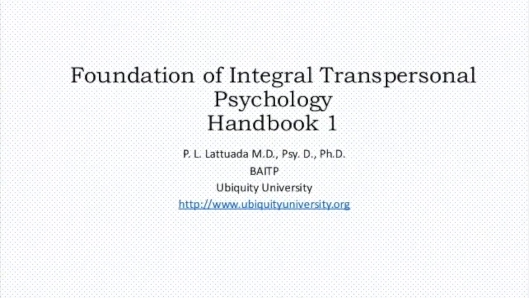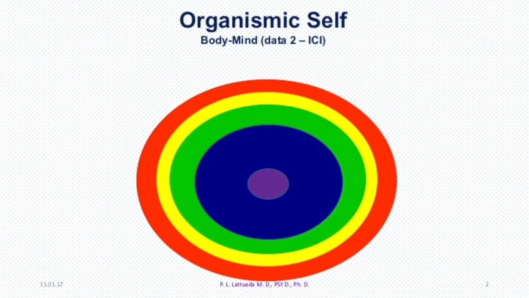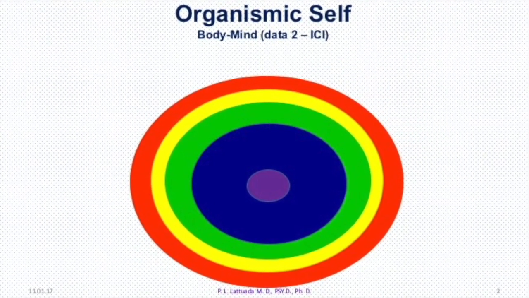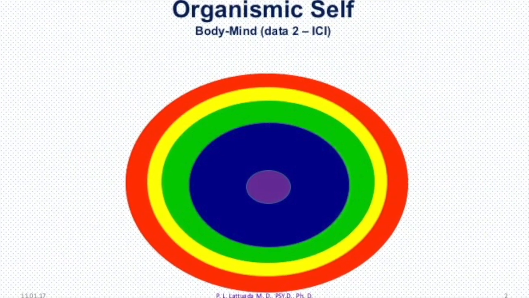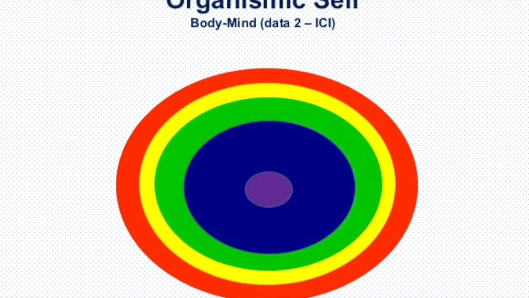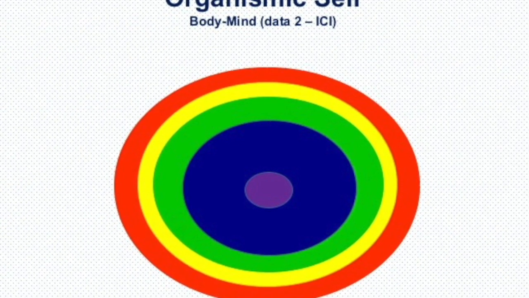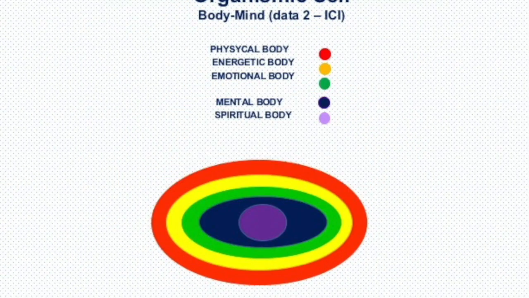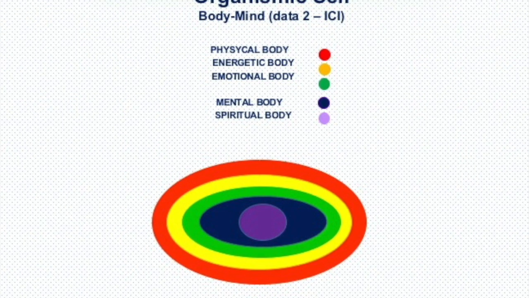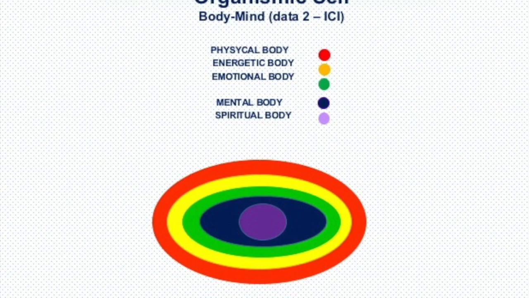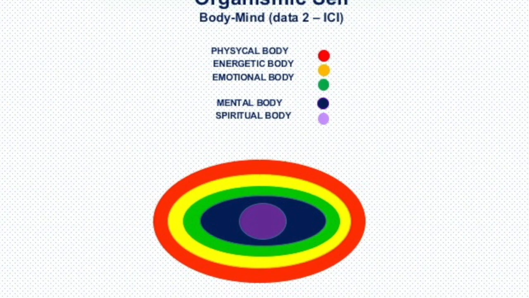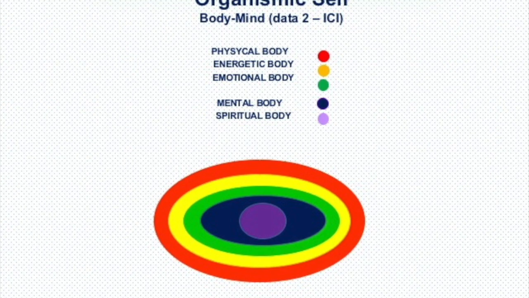To understand organismic constellation, we have to understand what is the organismic self. We can say that our body-mind, that is our entire body and our mind, is one organismic self. This organismic self, we can say, is possible to divide, to recognize in five levels.